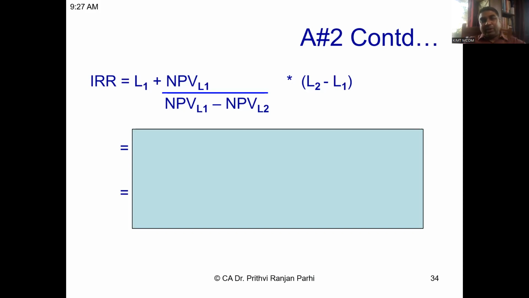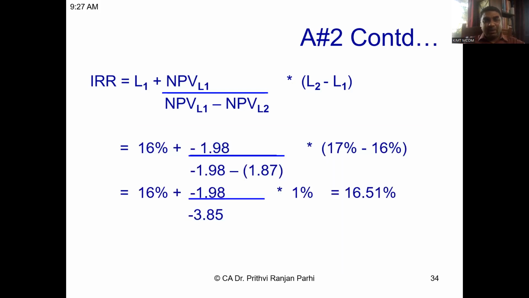We have computed two NPVs. One is at 16%, another is at 17%. If you put that in this formula, you'll be getting this figure. 16%, which is L1, plus NPV at L1, which is minus 1.98, divided by NPV at L1, that is minus 1.98, minus 1.87, which is a positive number, whole multiplied with L2 minus L1, that is 17% minus 16%. If you solve it, it is coming 16.51%. That is exactly the cost of debt.